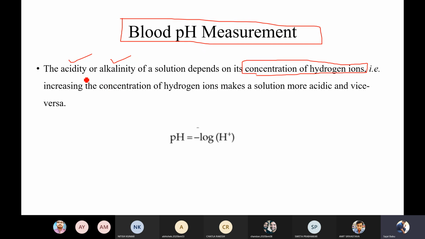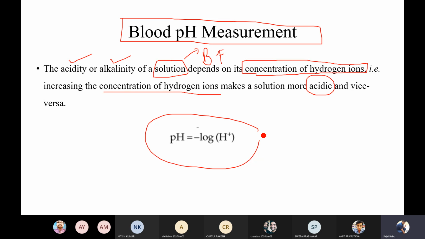In the biomedical application, in place of a solution you can take the body fluid. The concentration of hydrogen ions represents whether the body fluid is acidic or alkaline in nature. If there is an increase in the hydrogen ion concentration, the solution becomes acidic, and if there is a decrease, the solution becomes alkaline or base. And this is the formula for pH: negative log of hydrogen ions, H plus.